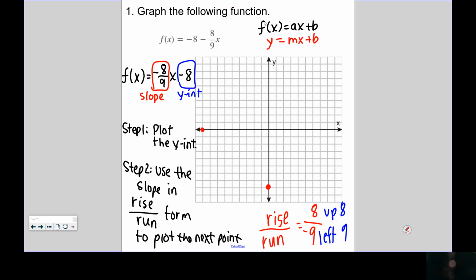Now this was just a coincidence here, but it ended up we plotted the y-intercept and the x-intercept. That doesn't always happen. Last thing we need to do is just connect these with a line. Try to hit both of them. And you're done. On Hawks, the line will automatically pop up.